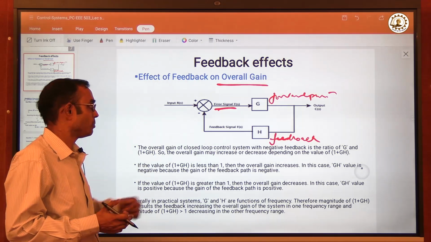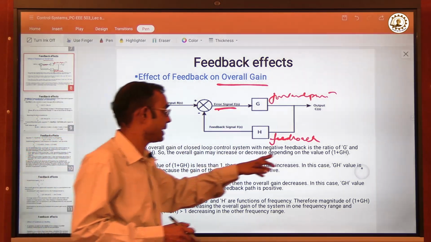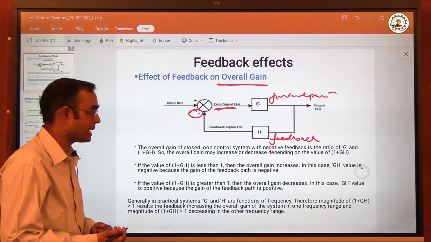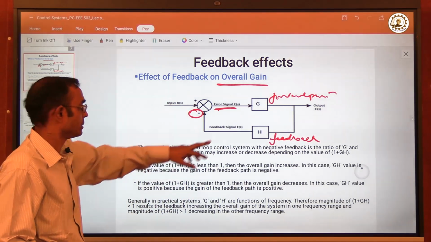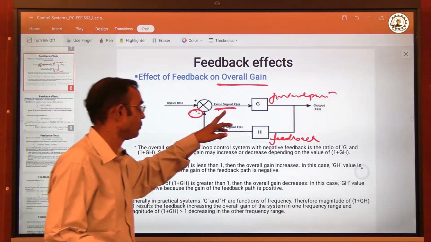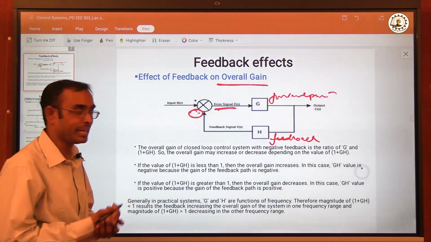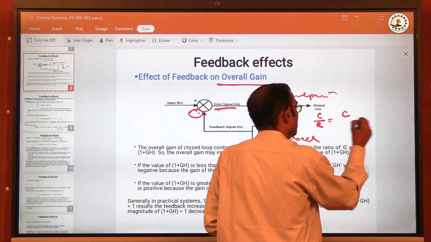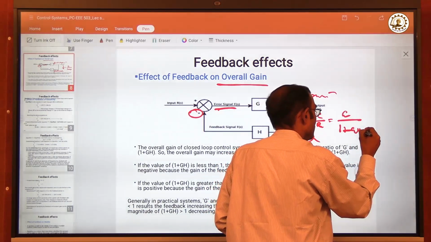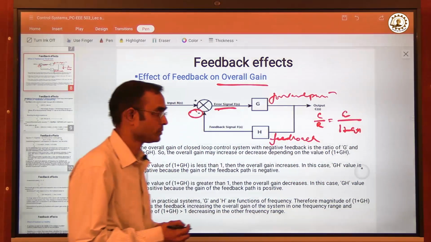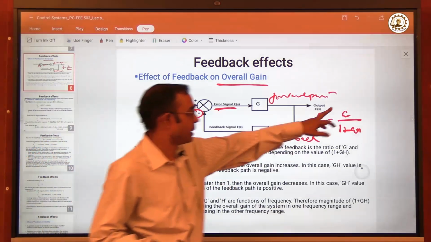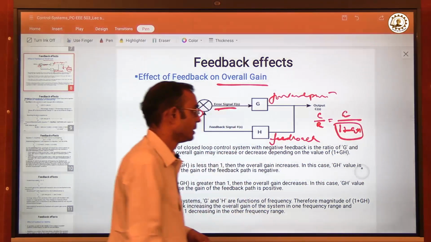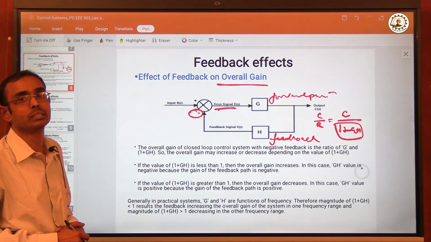Now, the effect of feedback on overall gain, that is feedback effect number 1. The overall gain of the system under negative feedback, you can see this is minus, that means this is the negative feedback. So the overall gain of this control system with this negative feedback, we have seen a little earlier, is C by R equal to G by 1 plus GH. Now in this G by 1 plus GH, you can see the 1 plus GH term in the denominator.